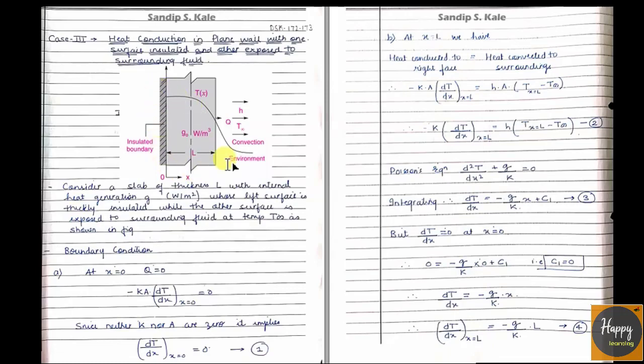See the diagram given over here. This is a plane wall. The thickness of the plane wall is L, right? One end of the plane wall is insulated with a thick insulation, and the other end is exposed to the surrounding conditions. The temperature of the surrounding is T infinity, and the heat transfer coefficient is h, and q is the heat generation within the plane wall or the slab.